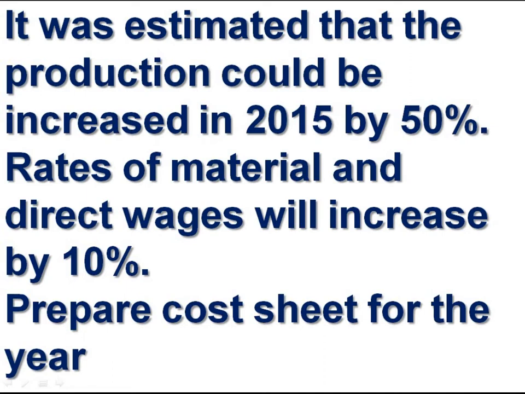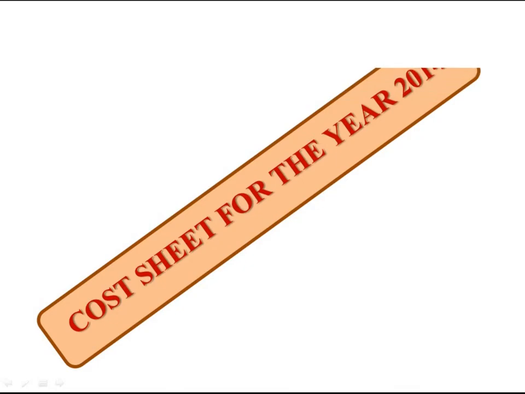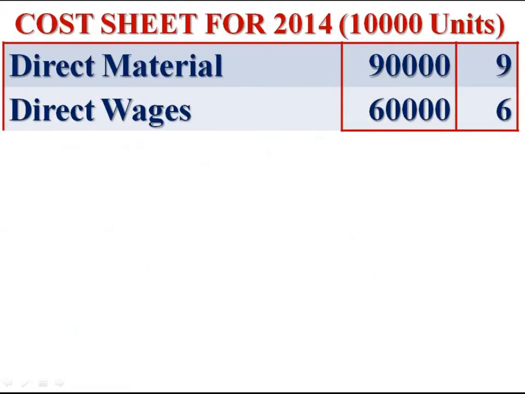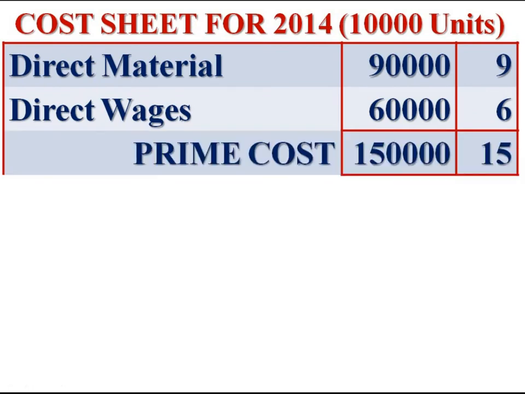In this problem, we are required to prepare the cost sheet for the year 2014 and the estimated cost sheet for the year 2015. First, the cost sheet for the year 2014. In 2014, the production being 10,000 watts, we are given material 90,000 and direct wages 60,000. These two items form our prime cost. Direct material plus direct wages, we get prime cost 1,50,000 rupees, 15 per unit.